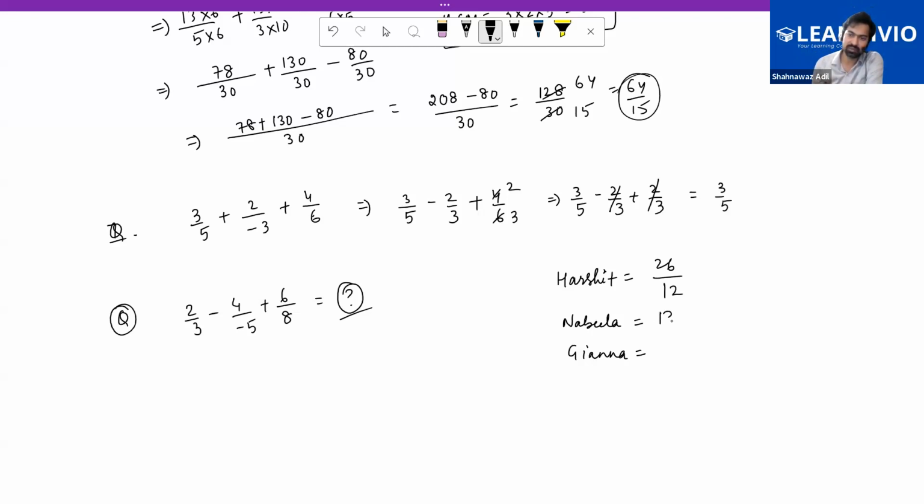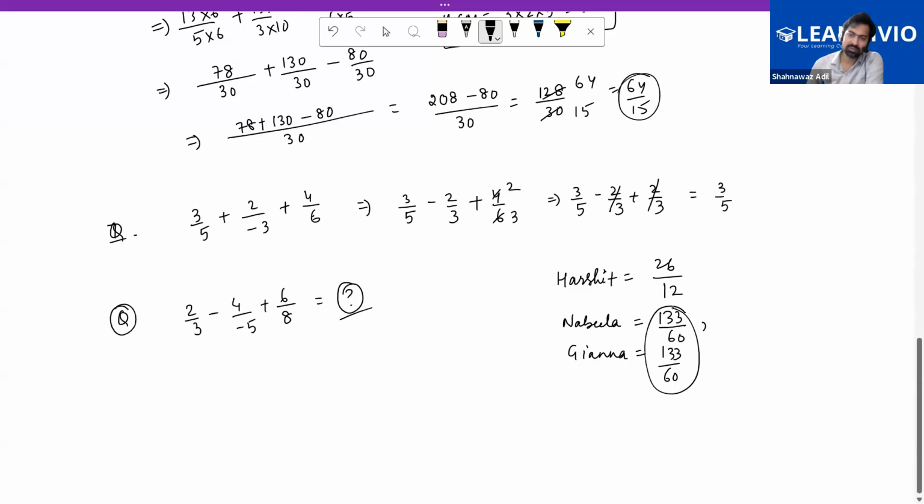133 by 60. This is one answer, and what is the other answer that you are getting? I'll go with this. Okay, and what about you, Gianna? So I also got 133 by 60. Then this is the correct answer, right? So if two guys are getting the same answer, then this is correct.